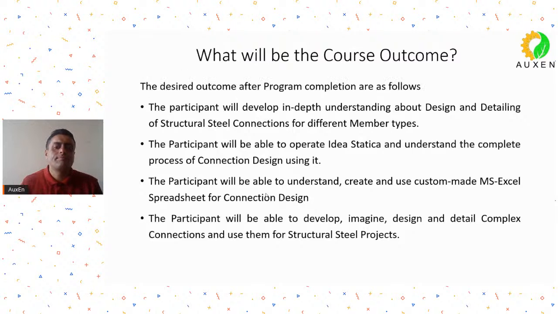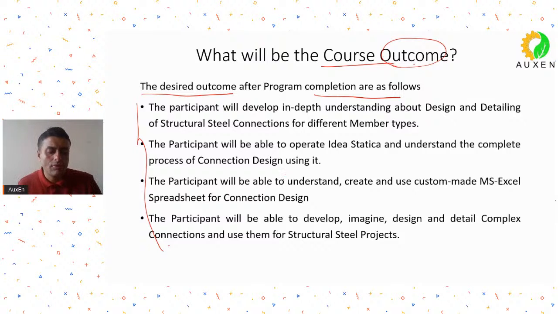So the course outcome. What is going to be the course outcome? Very important. This is one question you should always ask whenever you participate in anything: what will be the outcome? What is the expected outcome? So the desired outcome after completion, this is what we expect. These should be the outcomes for our participants, and the participants should also expect this out of us, that if you are going to involve time and effort and money for this course, these should be the outcomes.